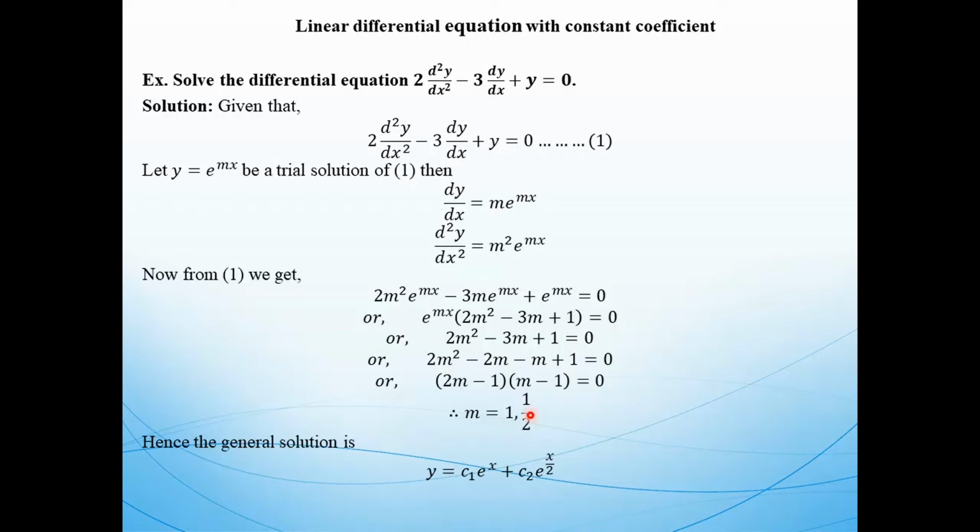Here we see that the values of m, that is the roots of this equation, are 1 and half, that are real and unequal. So by case 1 we can write the general solution y is equal to c1 e to the power x plus c2 e to the power x by 2.